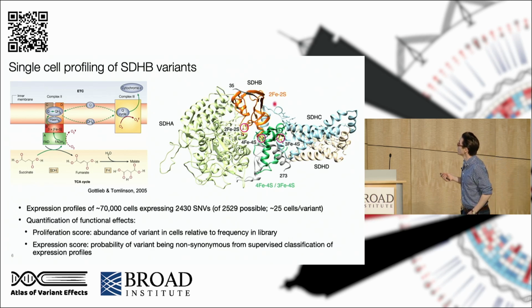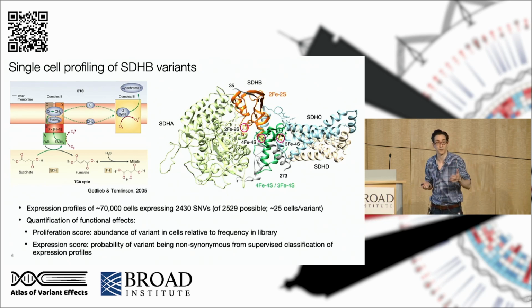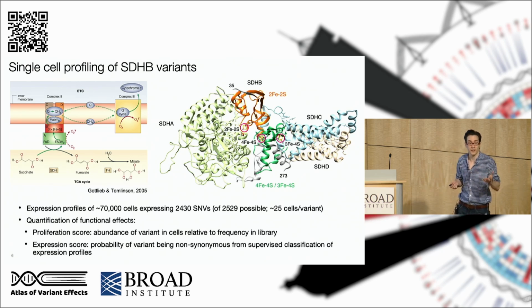And so we focused on SDHB and sequenced about 70,000 cells, expressing about 2,400 of all possible single nucleotide variants in this gene. And we're now going to look at the effects of these variants, both on just looking at proliferation. So essentially, we can do the same thing you would do in a one-dimensional readout, just looking at the abundance of variants we observe in cells over their abundance in the initial library. And then, in addition to that, we can take the transcriptomic profiles and calculate predictions of pathogenicity based on those scores.